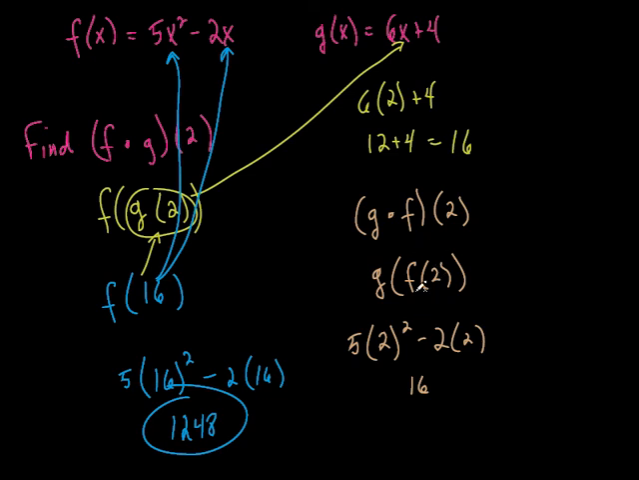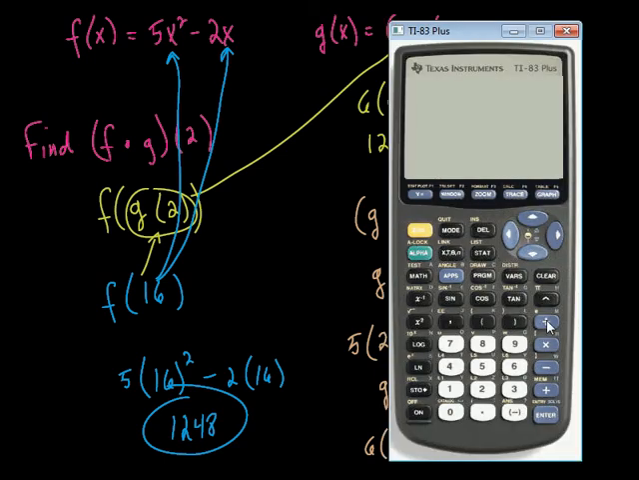So that's 16. So what are we going to do now? We're going to take that, see, this f of 2 is 16, and we're going to put that into the g function. So you take that 16 and you put it into here. So what's that going to give you? 6 times 16 plus 4. What's 6 times 16?